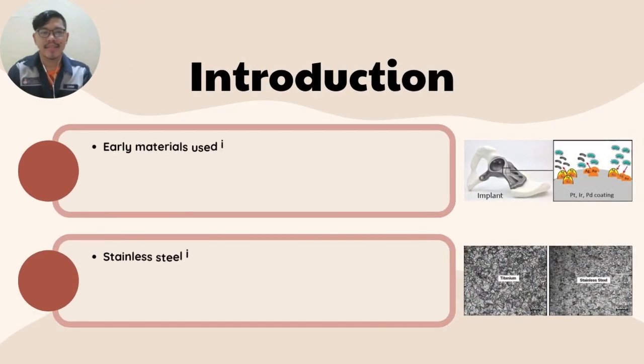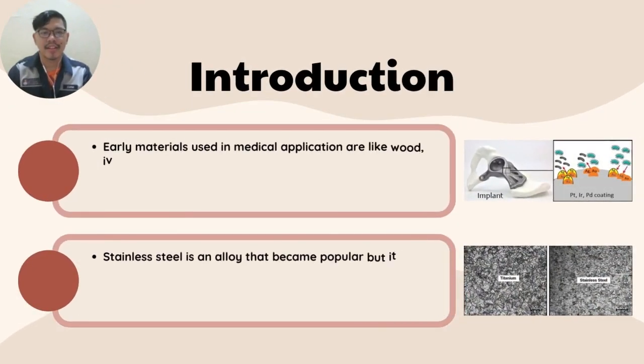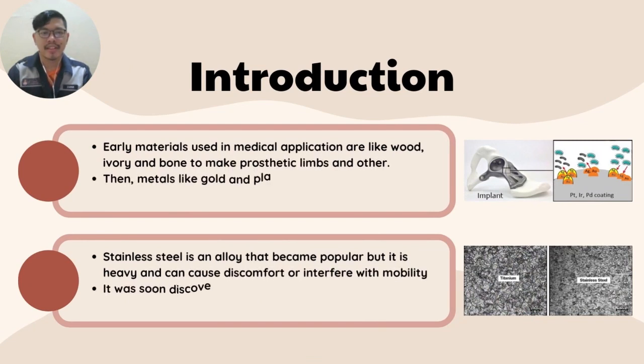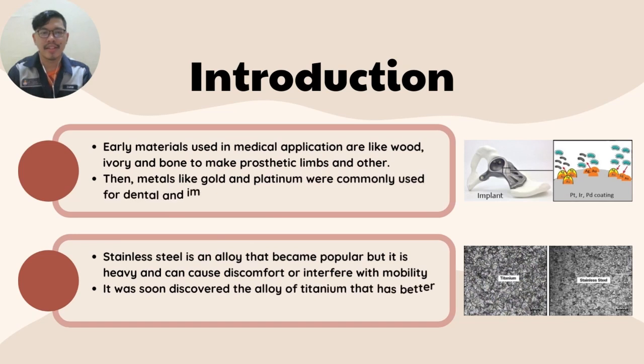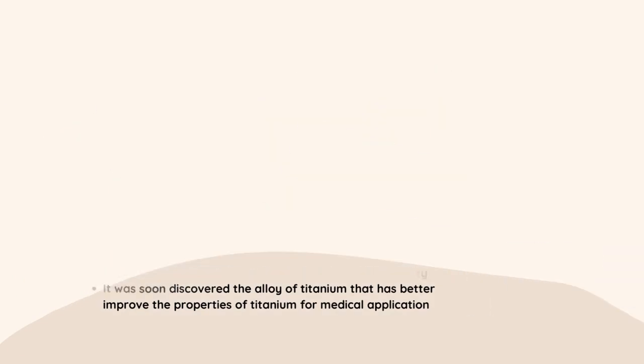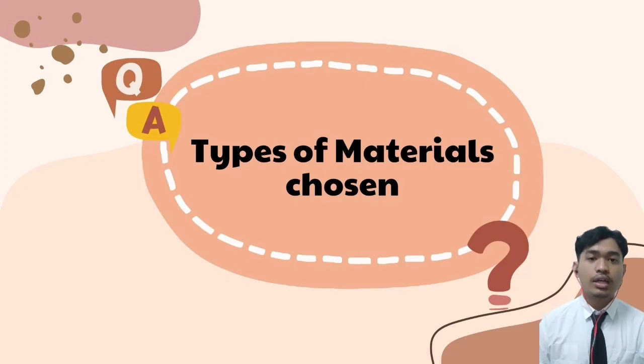Introduction of the material. Early materials used in medical applications were wood, ivory, and bone to make prosthetic limbs and others. Then metals like gold and platinum were commonly used for dental work and implants but were often rejected by the body. Stainless steel is an alloy that became popular, but it is heavy and can cause discomfort or interfere with mobility. So it was soon discovered that alloys of titanium had better, improved properties for medical application. Next, we move to the details on the types of material.